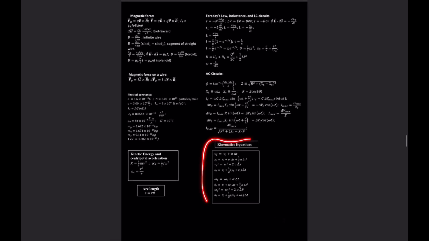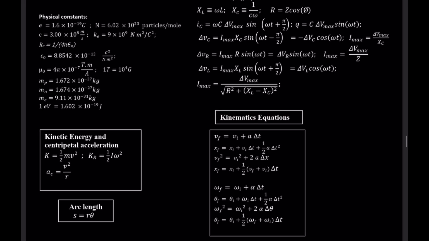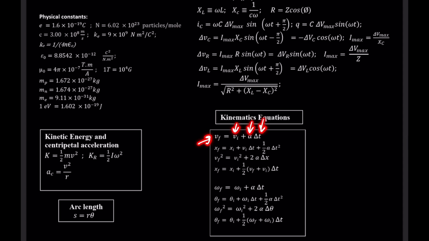Yeah, these kinematic equations, oh man. So if you want to find a final velocity and you have an initial velocity, an acceleration, and a time over which the acceleration has taken place, multiply acceleration by time, add that to the initial velocity, and you get the final velocity.